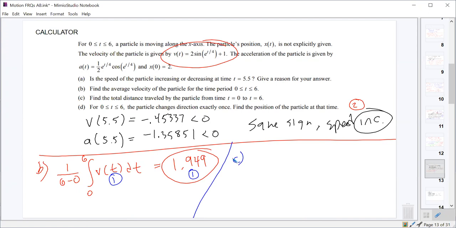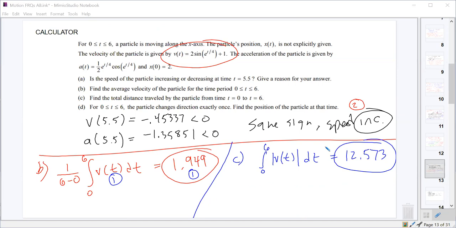All right, part C, find the total distance traveled by the particle from 0 to 6. So total distance is an integral of speed. Speed is absolute value of velocity. So this is just an integral from 0 to 6 of the absolute value of velocity. And your calculator will tell you that that is 12.573. And that is worth, again, 2 points. 1 for the setup, 1 for the answer. Any questions or issues with any of that, A, B, or C?